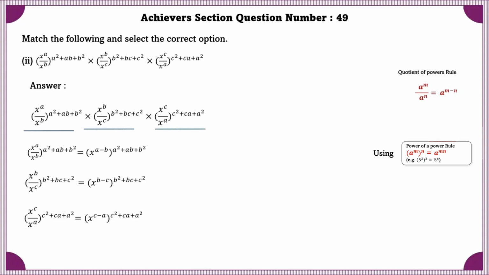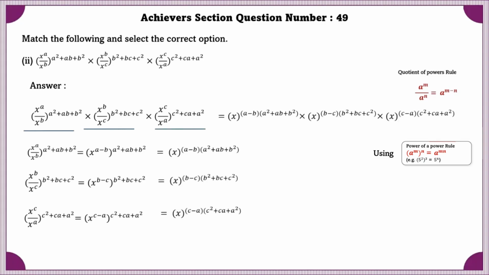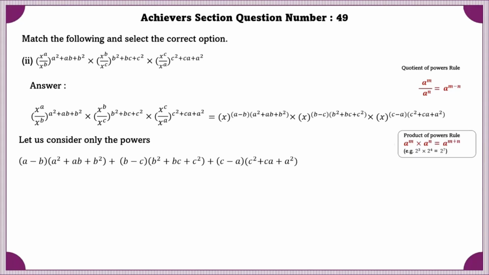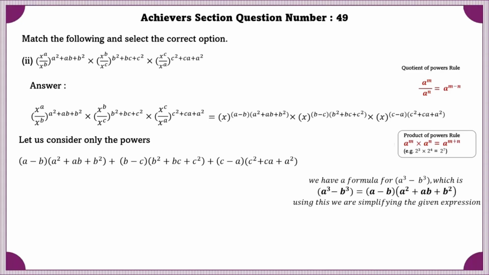Now let us use the power of a power rule and simplify each term. Afterwards, we can combine all the terms like so. Now let us only consider the powers. Let us use the product of powers rule to consider only the powers. Now we have a formula for a to the power 3 minus b to the power 3, which is a to the power 3 minus b to the power 3 is equal to (a minus b) into (a to the power 2 plus ab plus b to the power 2).